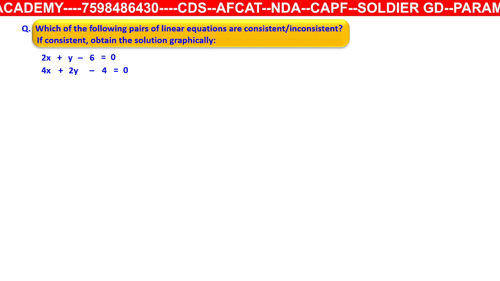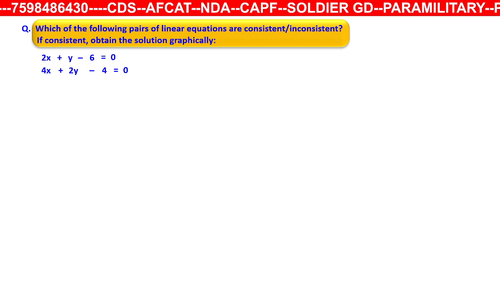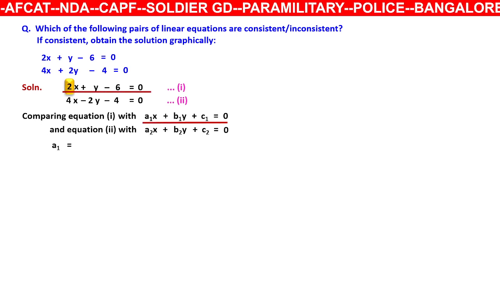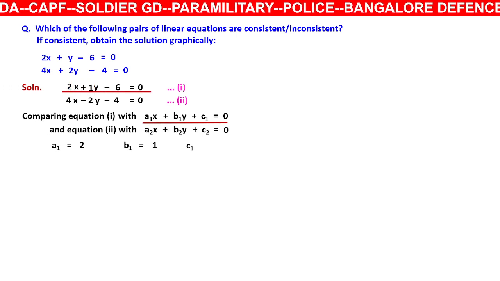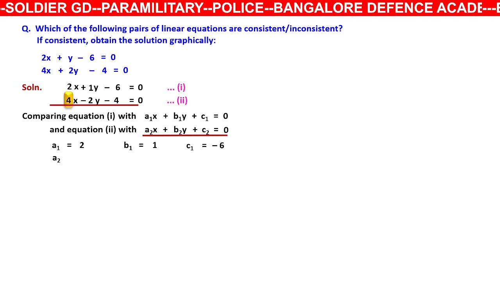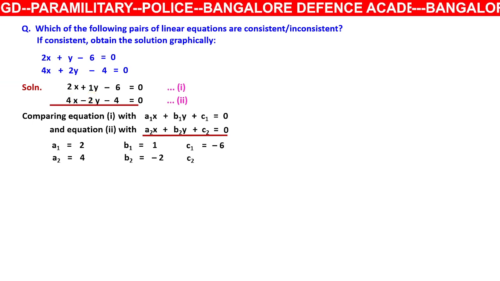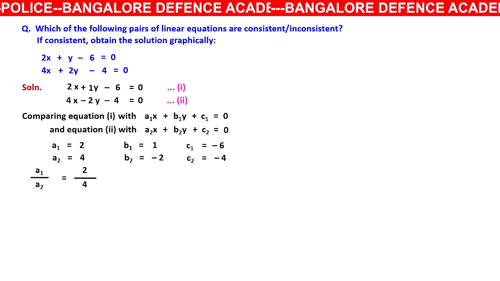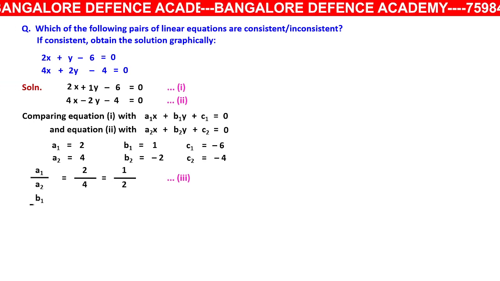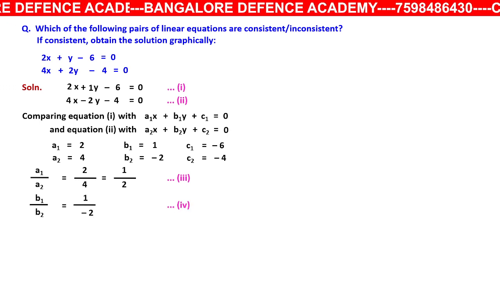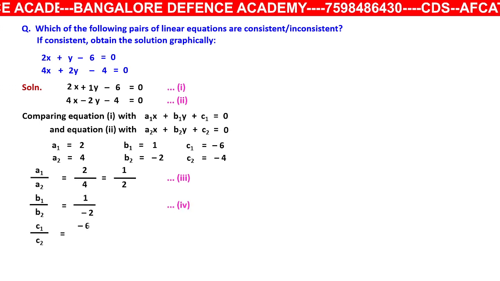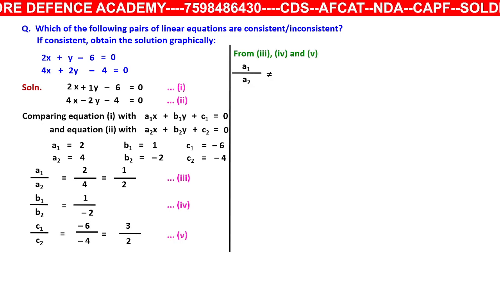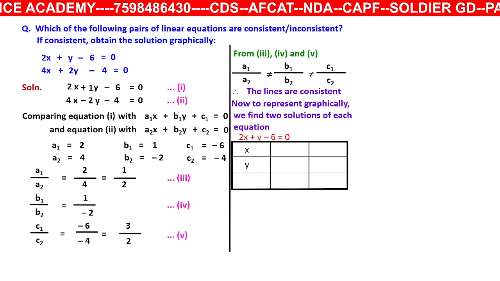2x plus y minus 6 is equal to 0. 4x plus 2y minus 4 is equal to 0. So here again you are going to take a1 is equal to 2, b1 is equal to 1, c1 is equal to minus 6, a2 is equal to 4, b2 is equal to minus 2, c2 is equal to minus 4. So a1 by a2 is equal to 2 by 4, b1 by b2 is equal to minus 1 by 2, and c1 by c2 is minus 6 by minus 4, that is 3 by 2. So all the three ratios are different. So when all the three ratios are different, what does it mean?